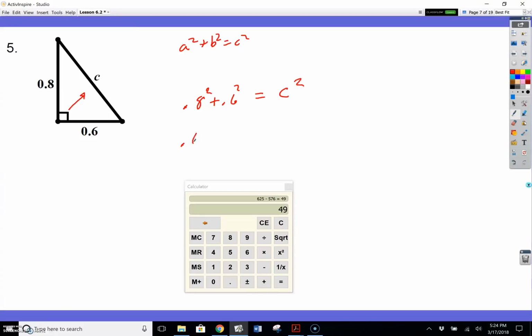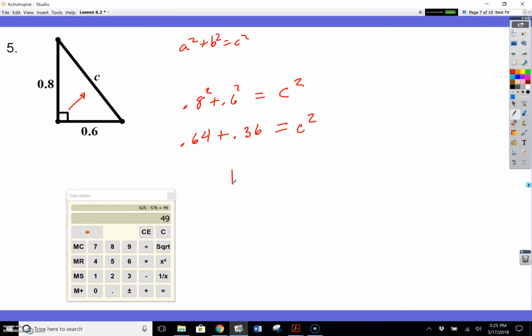That's going to give me 0.64 plus 0.36 is equal to c squared. When I add both of these up, I'm going to get 1 equals c squared. And when I take the square root of both sides, I'm just going to get c is equal to 1. So that is my hypotenuse.